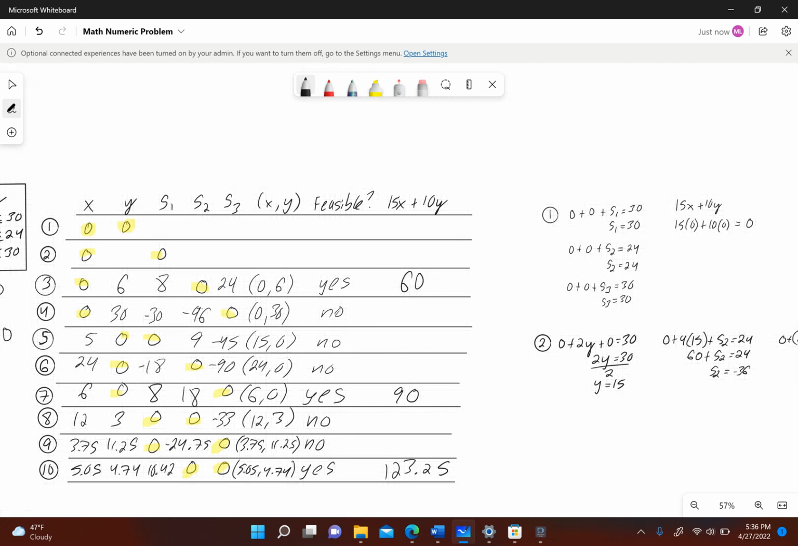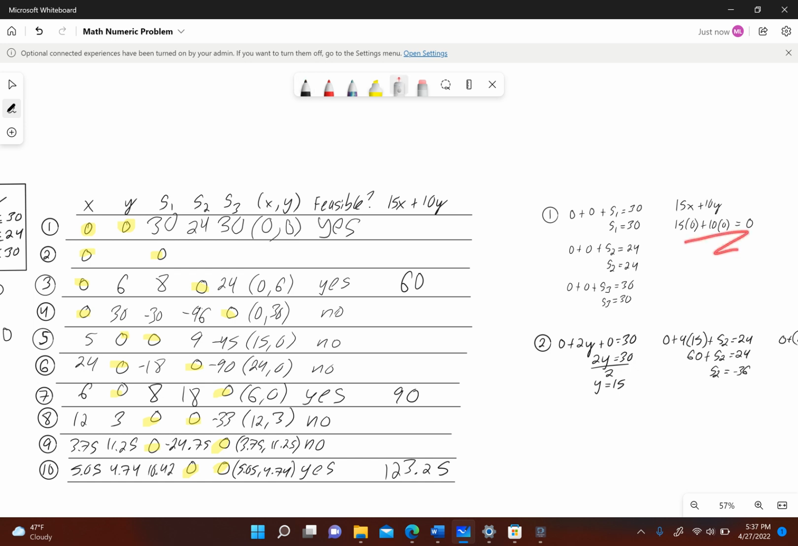Okay, so for the first one, we're going to look over here. I have the work already set. In order to find s1, s2, s3, you're going to plug your x and y variables into the equations. For the first row, we get s1 is equal to 30, s2 is equal to 24, and s3 equal to 30. So we can write those in, and then we can find our x and y coordinates in these.